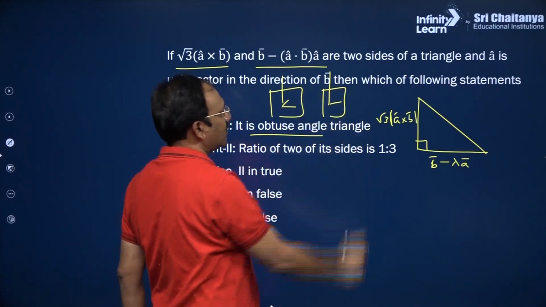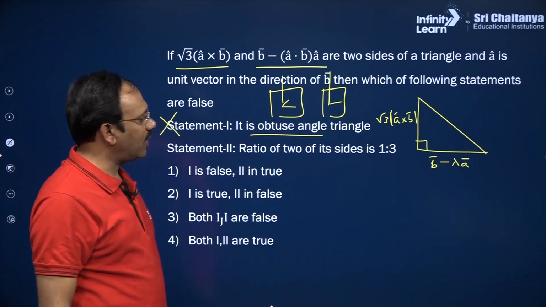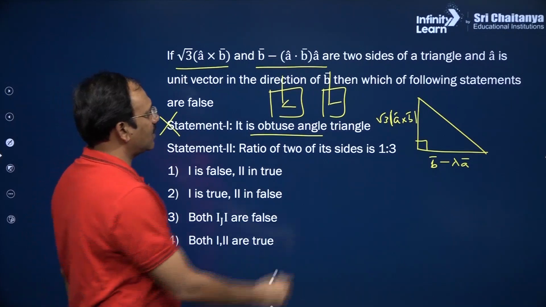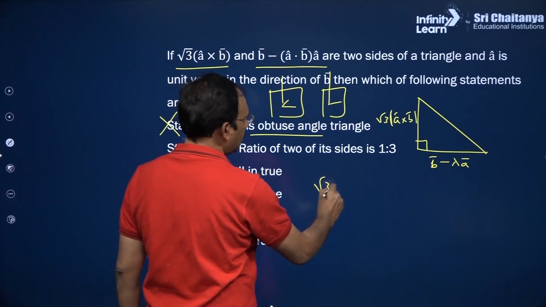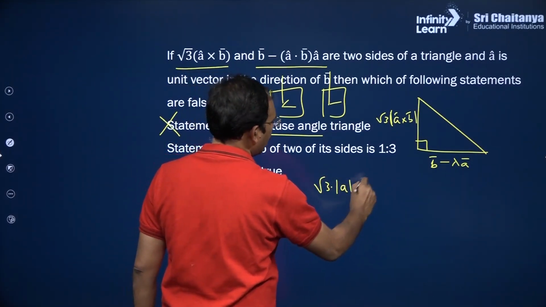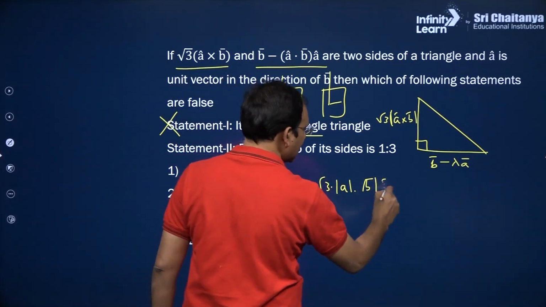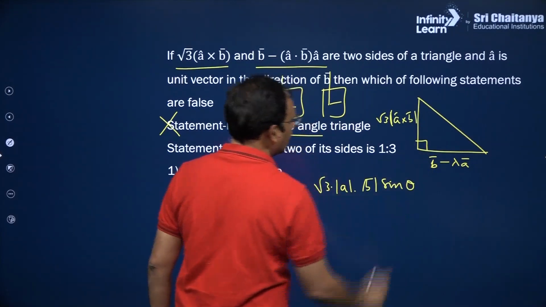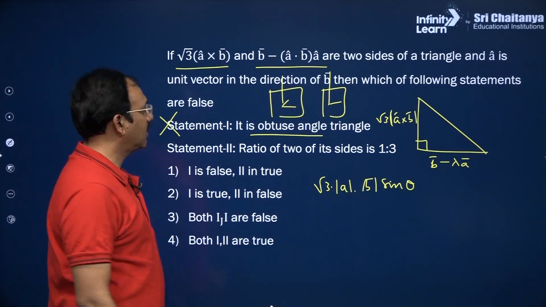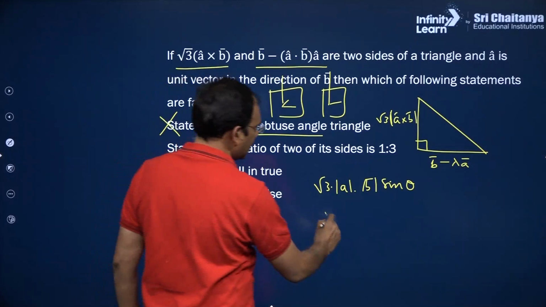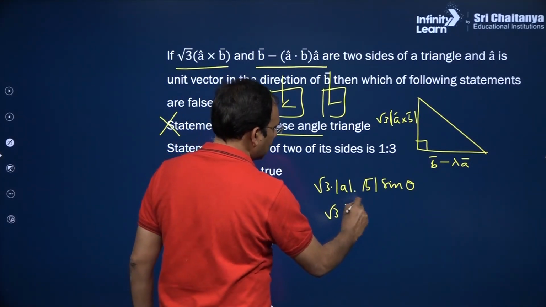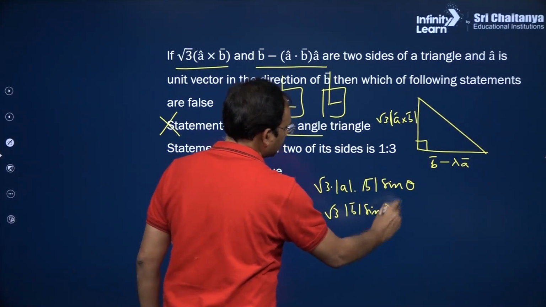Suppose you discard this particular phrase, root 3 into a cross b. So, you try to take its magnitude: root 3 into magnitude of a into magnitude of b into sin theta, suppose the angle between a and b is theta. So, this is sin theta is the magnitude, my dear friends. Given a bar is a unit vector, so this is root 3 into magnitude of b into sin theta.